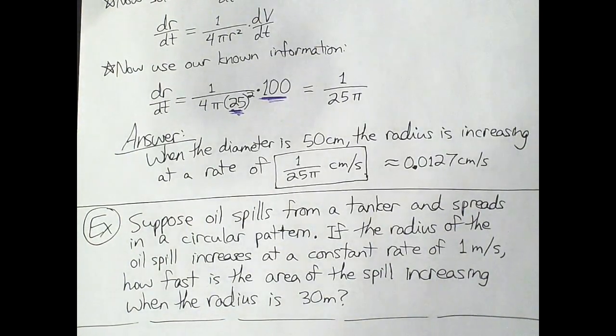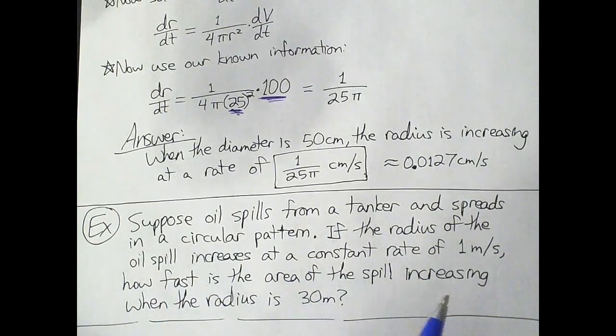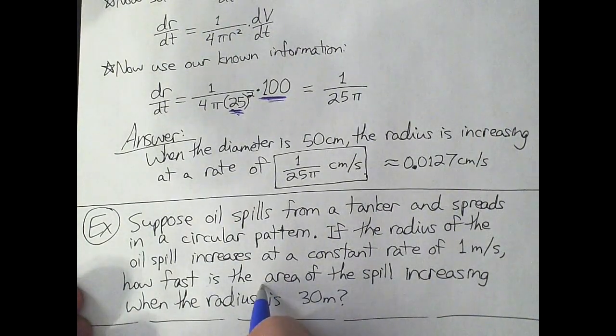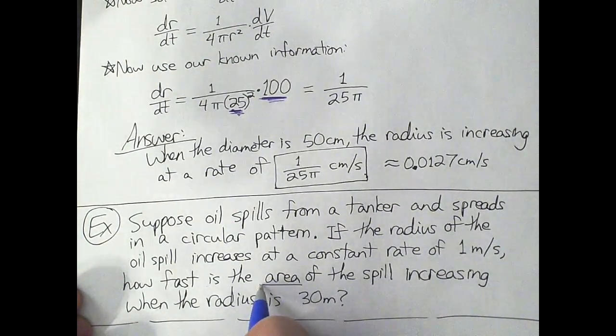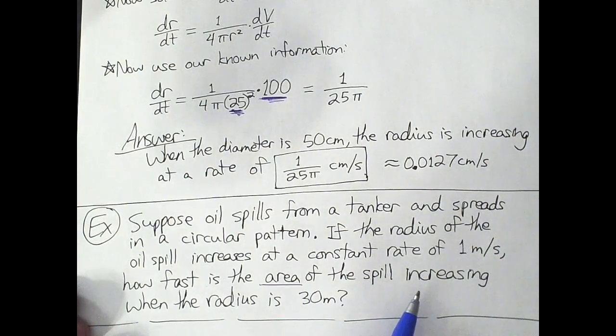Okay, so we read the problem carefully. We think, what are the most important words in this problem? Like, what is this problem really all about? Towards the end of the problem, it actually asks the question, how fast is the area of the spill? I'm going to underline area. How fast is the area of the spill increasing?